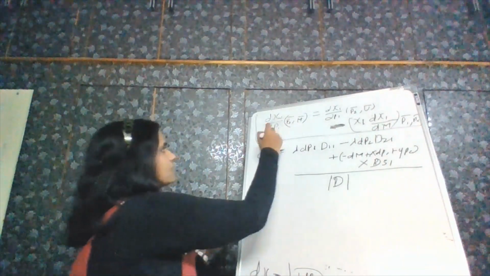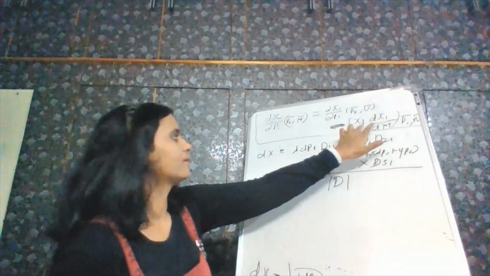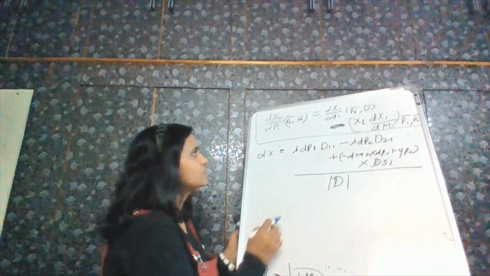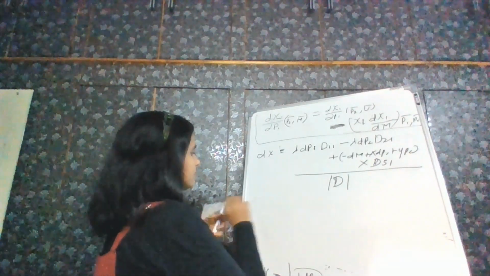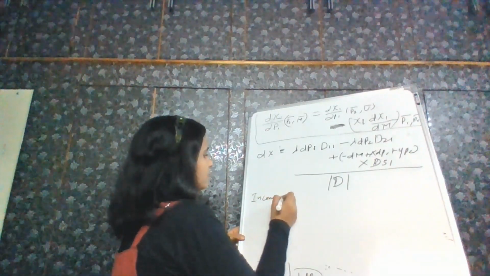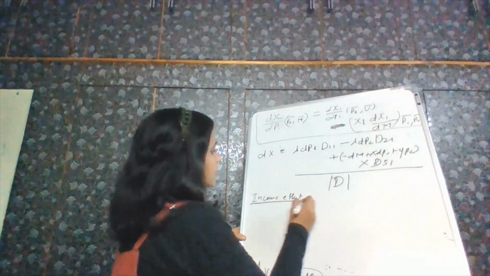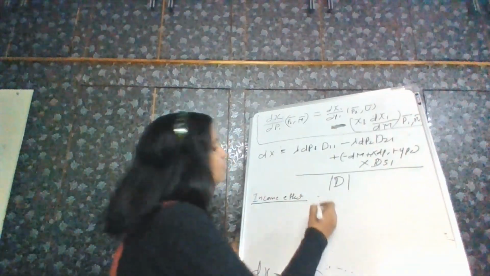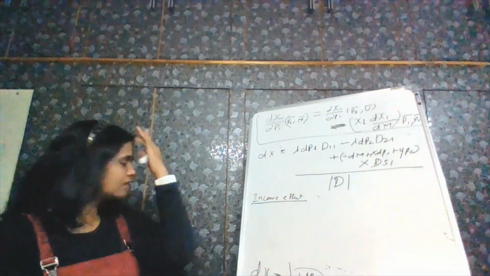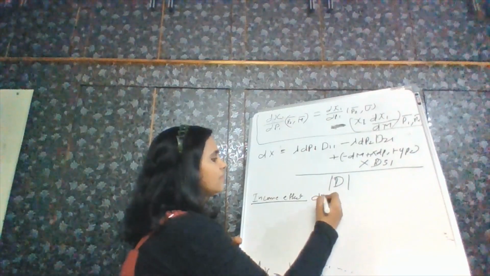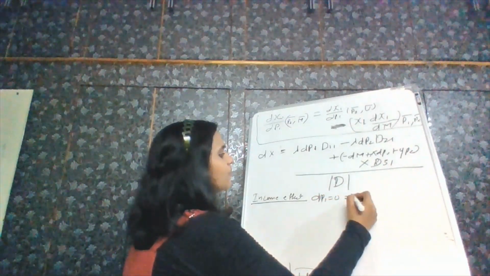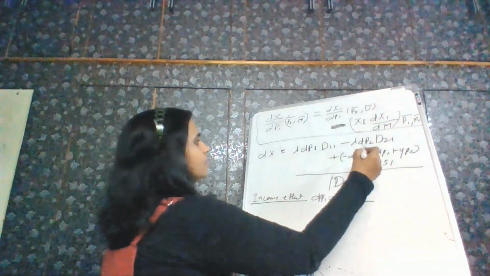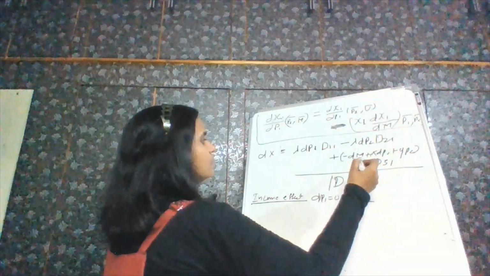Now the first one. We'll take from here. You want to take your income effect. What does income effect mean? Your change in prices is 0. There is no change in price, only change in income. So your dp1 will be 0 and dp2 will be 0. So this becomes 0, this becomes 0, this becomes 0, and only this remains.